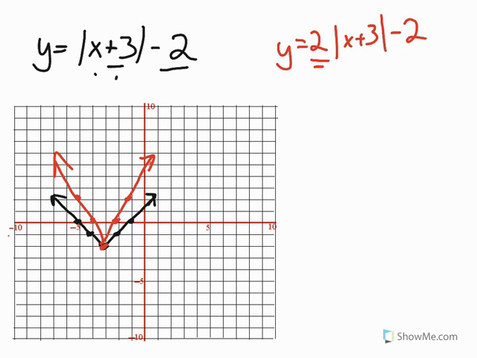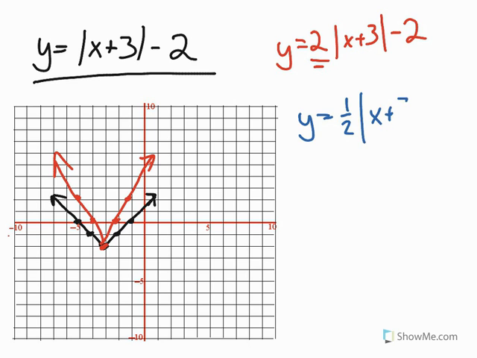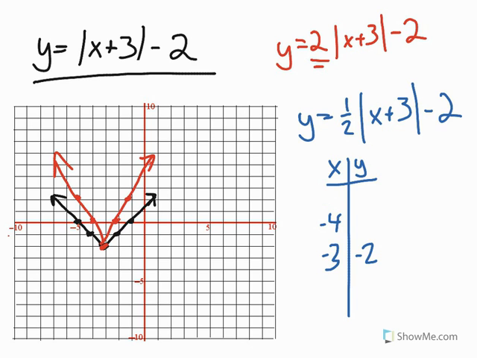Now, if I wanted to take the original graph again that I have over here, the original equation, and dilate it horizontally by a scale factor of 2, I would actually change the a value to 1/2. So it would be y equals 1/2 times the absolute value of x plus 3 minus 2. And again, we're going to want to make a table with the vertex as our middle point. And then we'll go ahead and we'll fill that in.